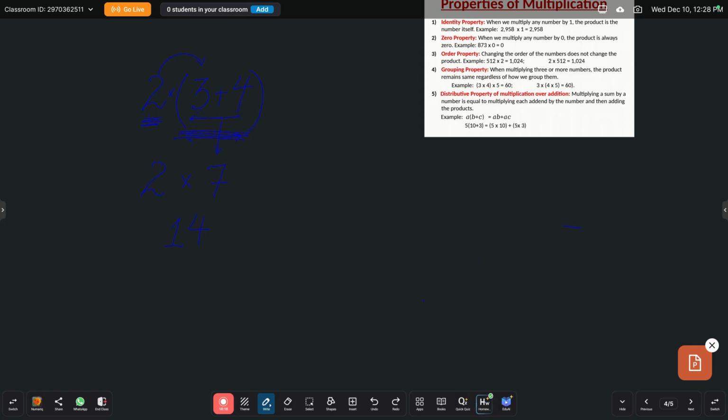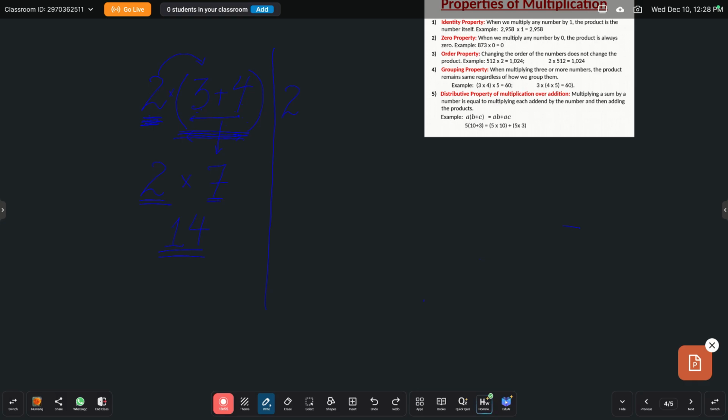So I told you that if you have three numbers, two numbers in parentheses that you have to add, and one number outside the parentheses, what you will do first is add the numbers inside the parentheses, and then multiply that sum with the number outside the parentheses, that is 2 here. And what is 2 times 7? It is 14. There is one more way of doing it.